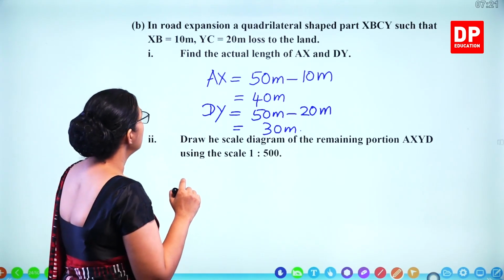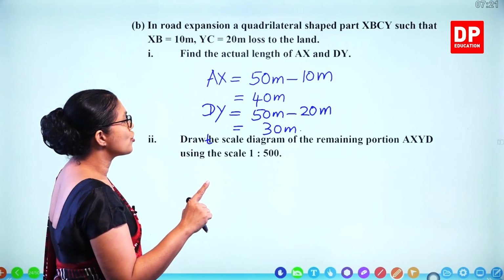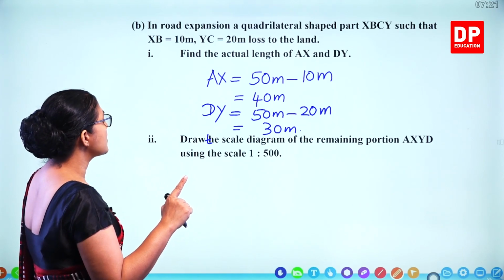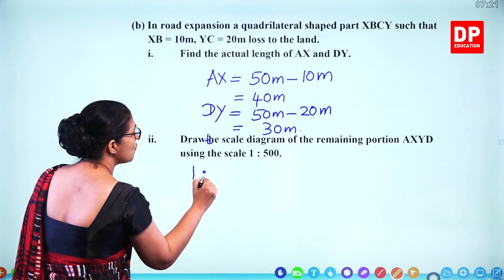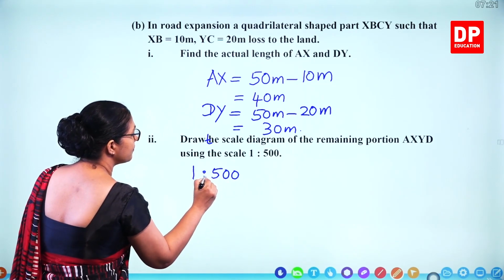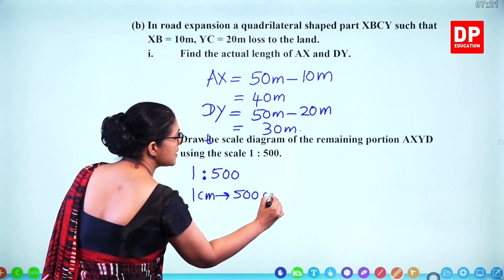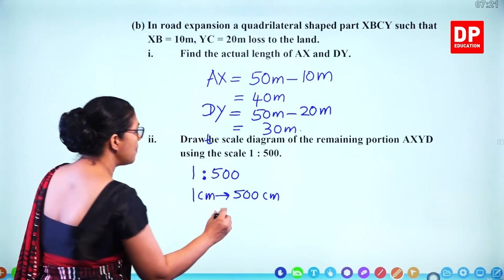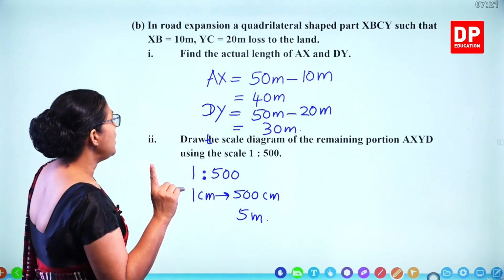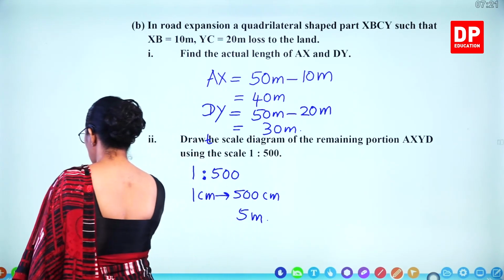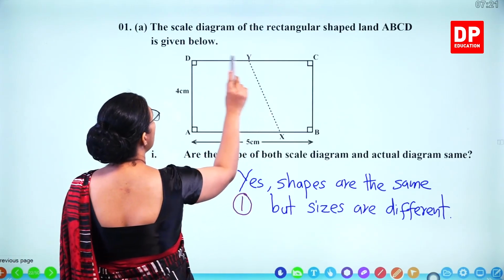Draw the scale diagram of the remaining portion AXYD using the scale 1 to 500. First, let's take the scale. 1 to 500 means 1 centimeter represents 500 centimeters. Divide by 100 to get meters, so 5 meters. You need to draw this shape AXYD.